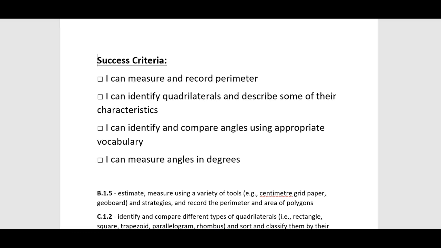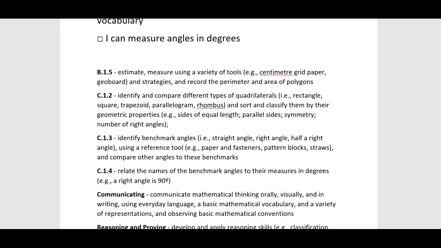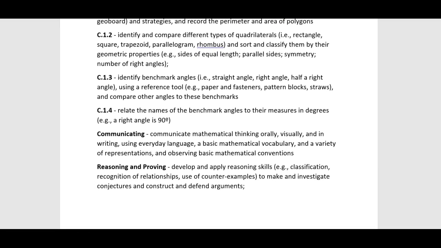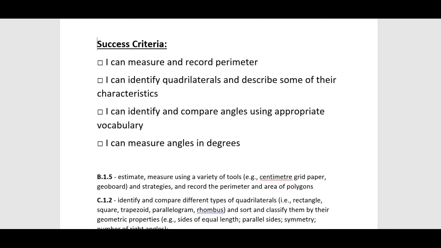So I have listed the 4 specific expectations that I used to inform my success criteria. And as I was mentioning, I also used the mathematical process expectations, specifically communicating and reasoning and proving. Where that comes into play with this success criteria is I could have simply said I can identify quadrilaterals. But by asking students to describe some of the characteristics and also use appropriate vocabulary when identifying and comparing angles, that's where I start to move away from just specific expectations to pulling in some of those mathematical process expectations as well.